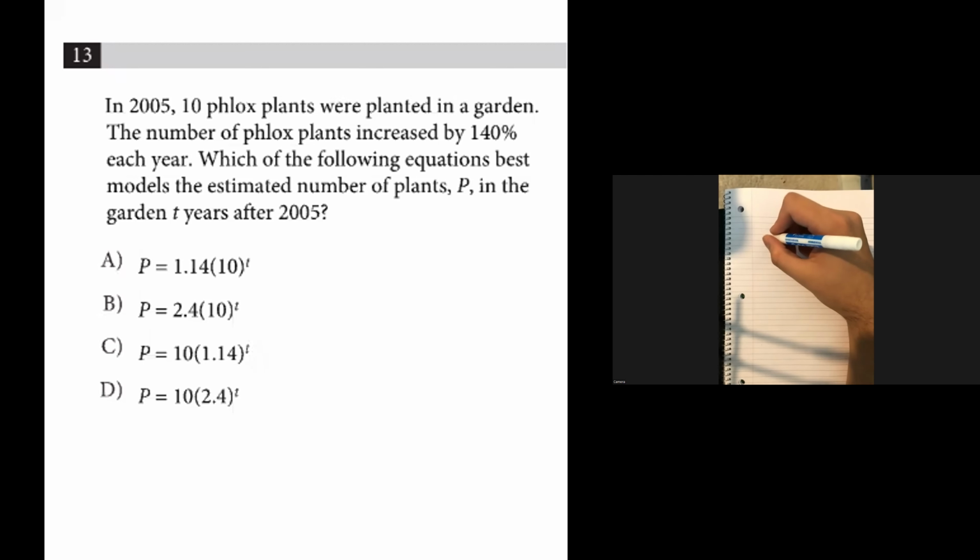Okay, so for this one, we know that 10 of the plants are planted in a garden. 10 is the start. And then the number of plants increased by 140% every year. So, increase of 140%. And this one asks, which of the following models the estimated number of plants t years after 2005?